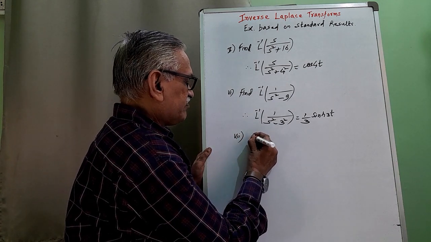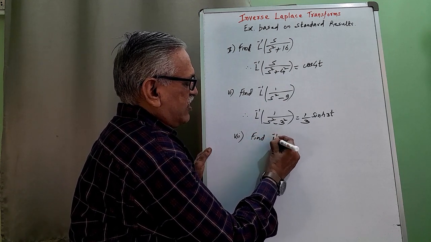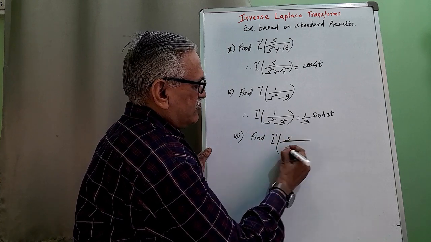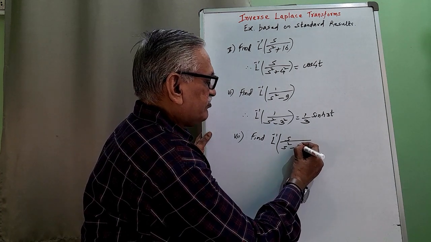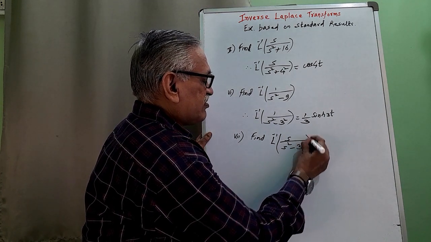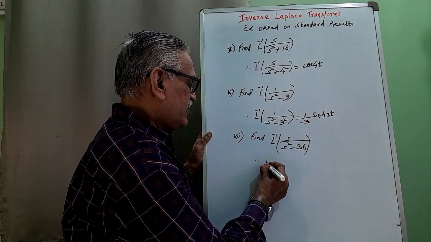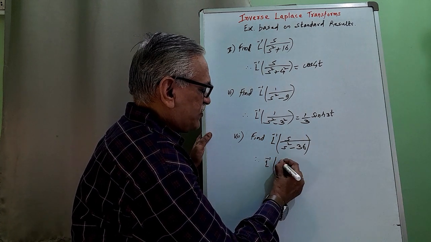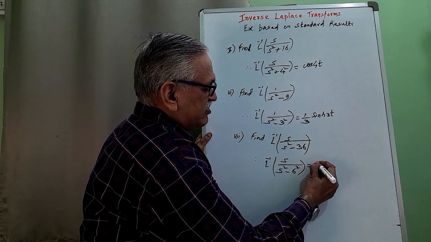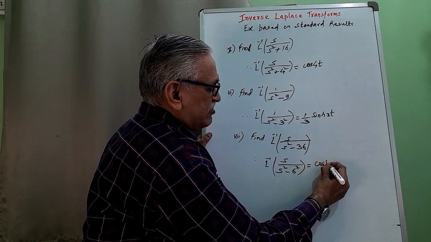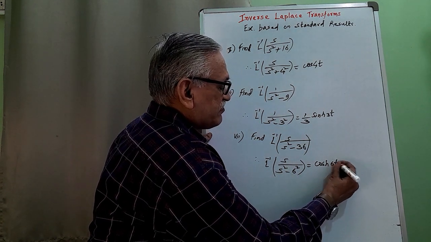Find inverse Laplace of s upon s square minus 36. 36 means 6 square, and therefore by the standard result, inverse of s upon s square minus 6 square is cos hyperbolic at, a is here 6, therefore cos hyperbolic 6t.